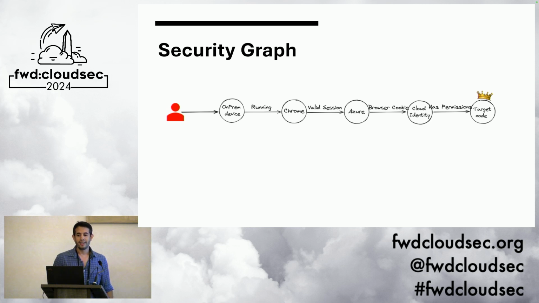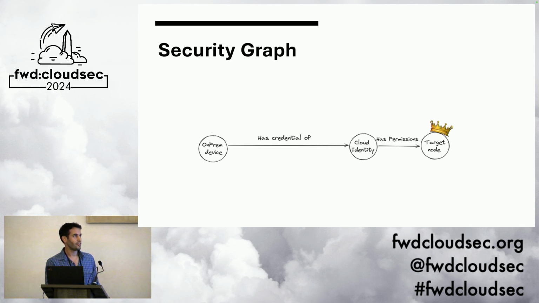Now, if this on-prem device can be compromised from the outside and the cloud identity has permission to critical resources, we will call it an attack path. But doesn't this modeling feel too dense and too specific? So let's try to generalize it a bit.